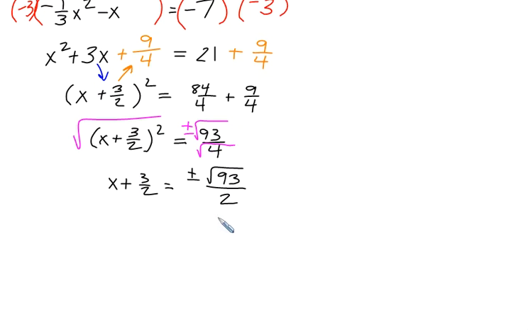Can we simplify the square root of 93 at all? Well, 93 is going to be divisible by 3. It's 3 times 31, but there's no perfect squares that can work to simplify it. So all we do is subtract the 3 halves from both sides, get x is negative 3 halves, plus or minus the square root of 93 all over 2, and that would be our final answer. Follow these steps, solve quadratic equations by completing the square, and you should be good to go.